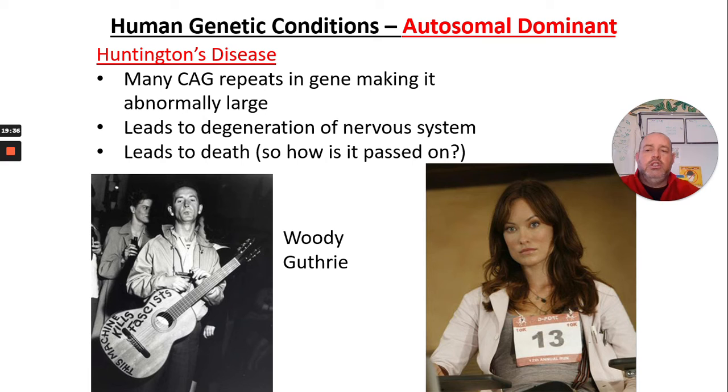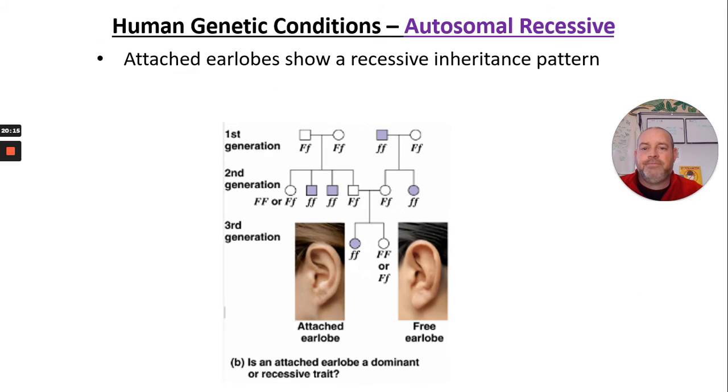Huntington's disease, you get many CAG repeats, and those are cytosine, adenine, guanine, like DNA bases is what that means, where they repeat, and it causes a lot of problems. And so this leads to degeneration of your nervous system, which is really difficult and sometimes painful, and you also lose the ability to control your body. So it's not a very fun one at all. Woody Guthrie, famous musician, had it. 13, I put in there. She's just a television character on House, but she had Huntington's in the show.